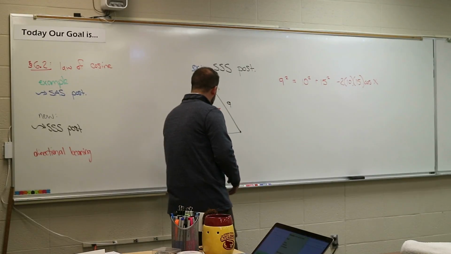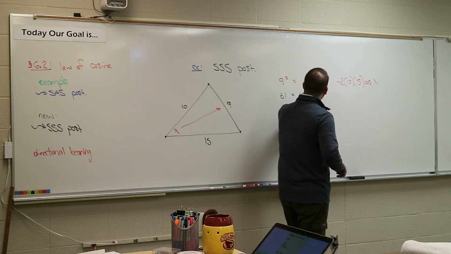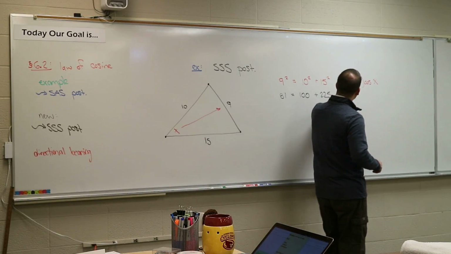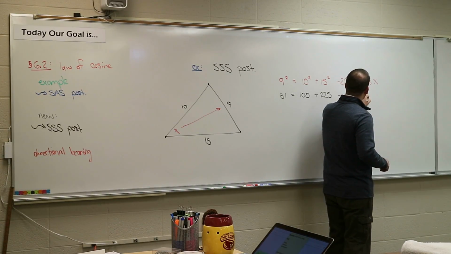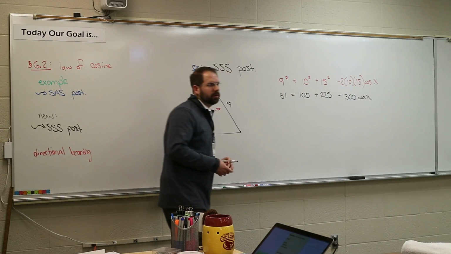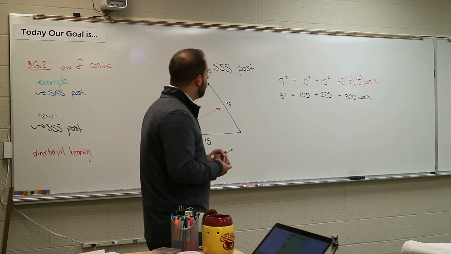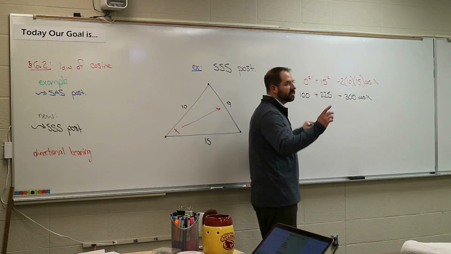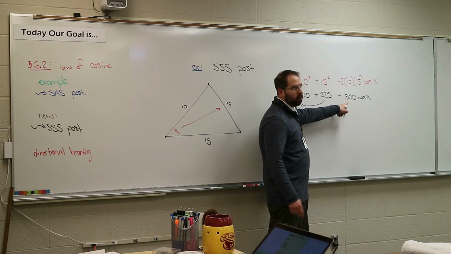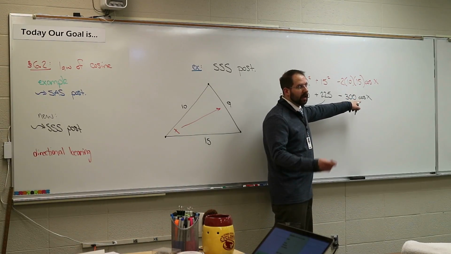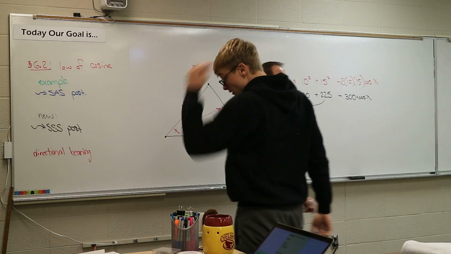Okay, doing the math here. 9 squared is 81. We have the 100. We have the 225. We have 2 times 10 times 15, which is 300. And then the next step is the part where people will go wrong. You have to divide by that number, because it's attached to cosine. You're not going to add the 300 to the other side.